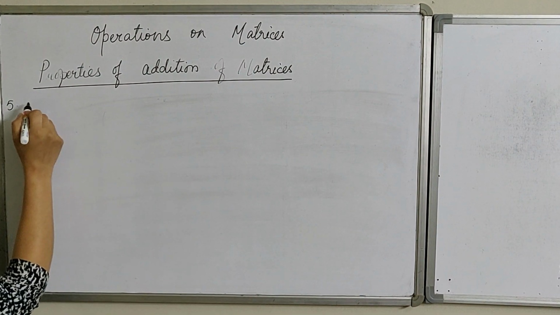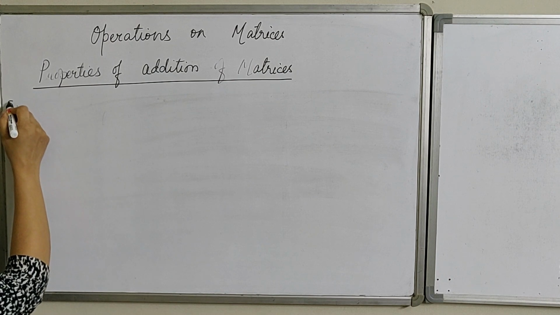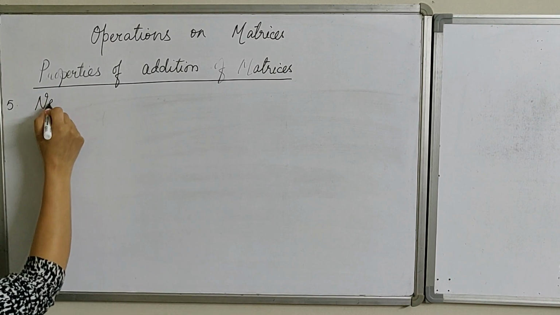The next property is negative of a matrix.